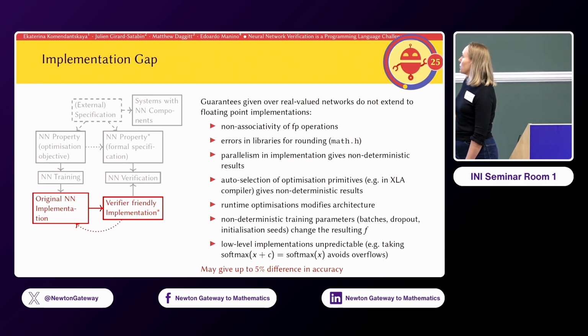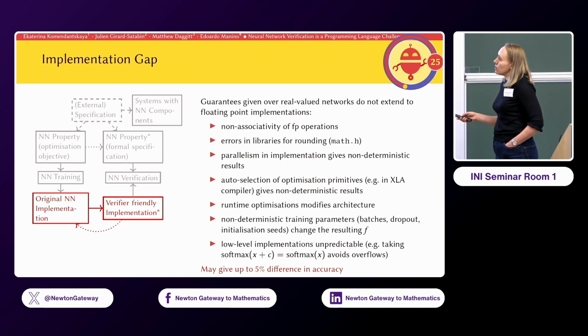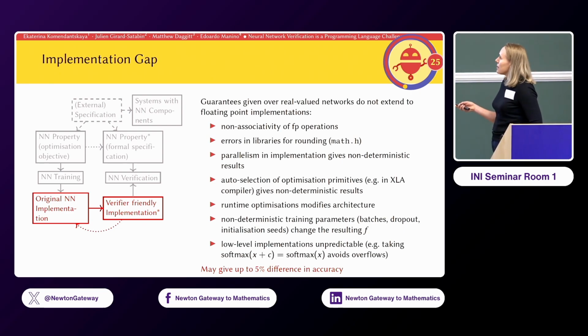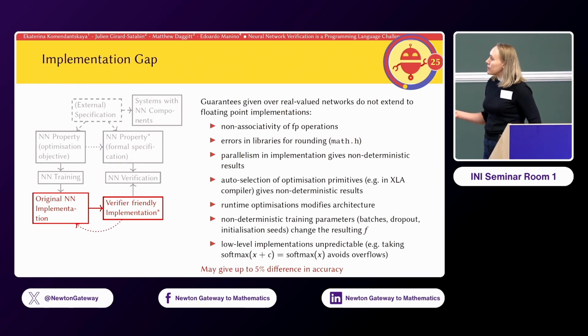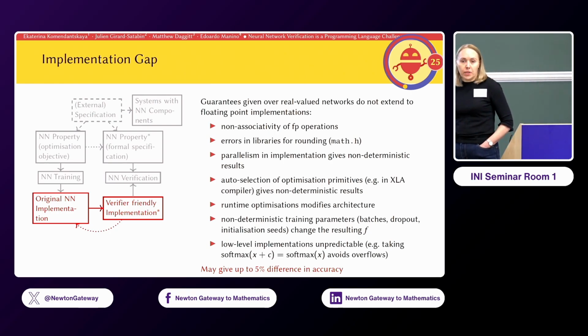There's non-associativity of floating point operations here. So unless you know the sequence of operations when you verify something, you're actually not guaranteed to get the result. And other things, there's auto-selection of optimization primitives, runtime optimizations, non-deterministic training parameters, all sort of stuff that makes a good machine learning library good, that you completely lose by the time you verify it. And depending on all these choices that sometimes happen without you even knowing it, you're actually getting very different neural networks here, whereas you only statically verify one of them on that side. So that's not a good thing either.